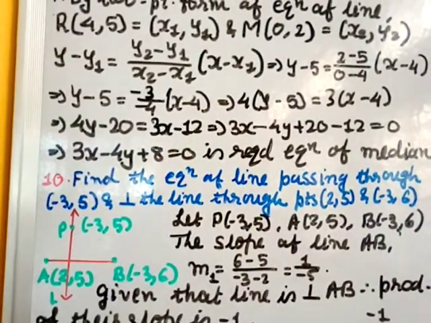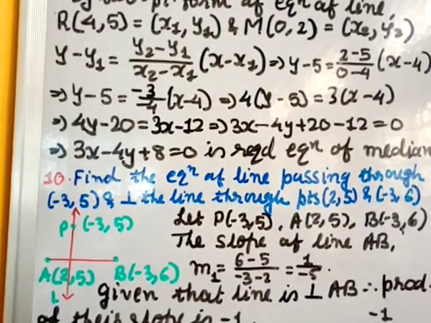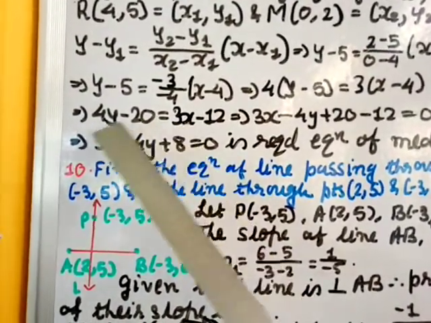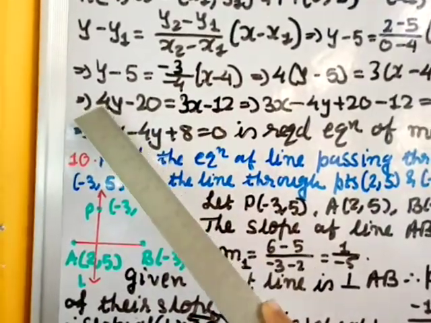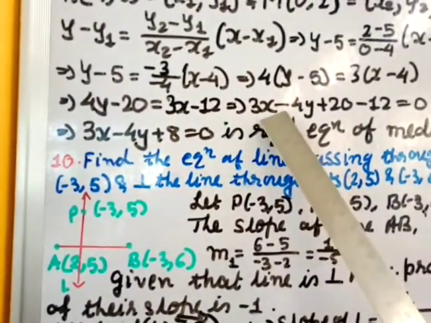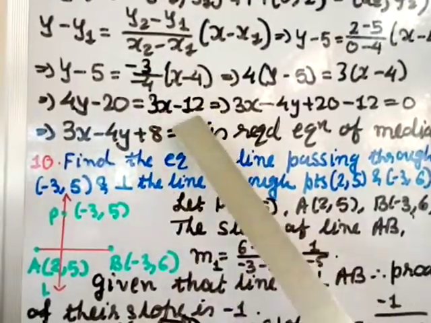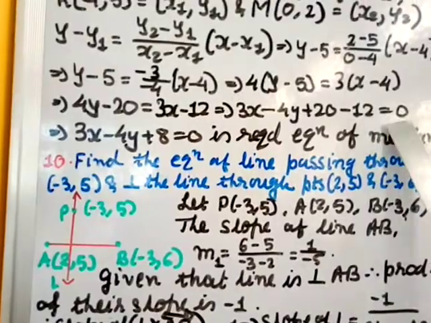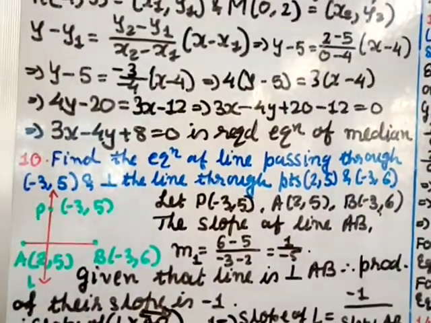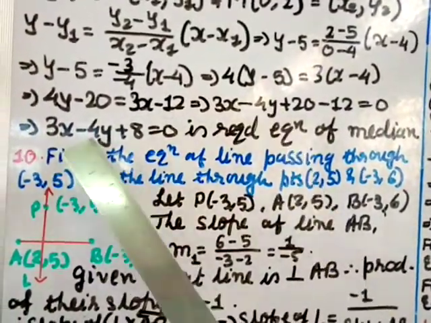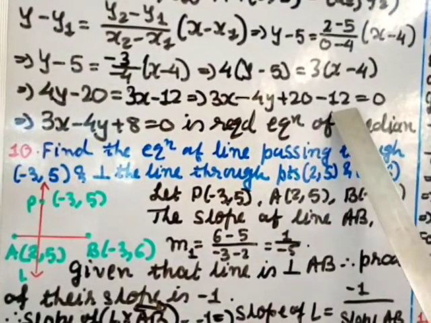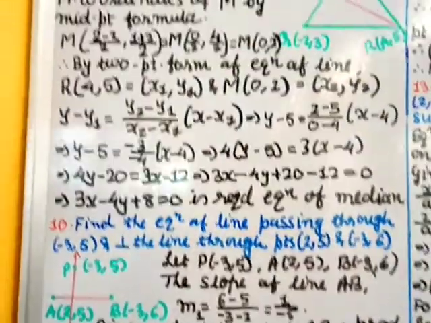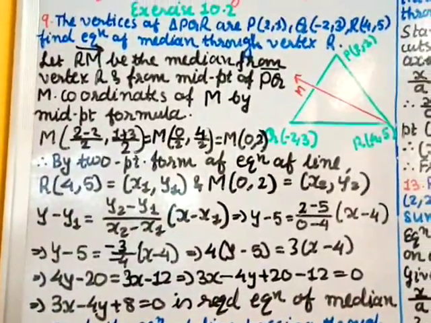Now x we always keep as positive. The x term should always be positive when you write the equation. So 3x keep here because it is positive. This 4y can transfer here. When you transfer 4y, it becomes negative. So 3x minus 4y. Minus 20 transferred here becomes plus 20, and here minus 12 is there. So the left-hand side remains 0. I am just writing it on the right-hand side. Now here 3x minus 4y as it is, and plus 20 minus 12 gives you plus 8 equal to 0. So this is the required equation of the median. So that is the solution for question number 9.